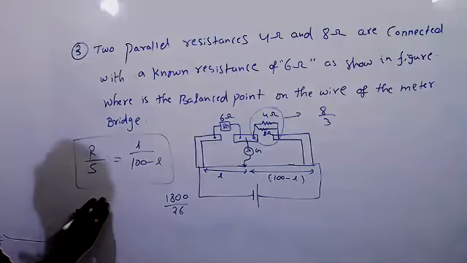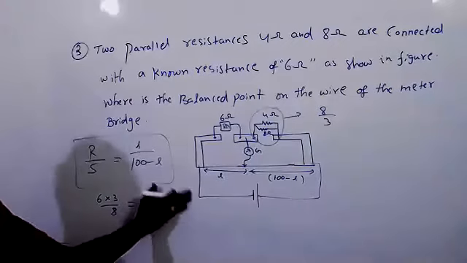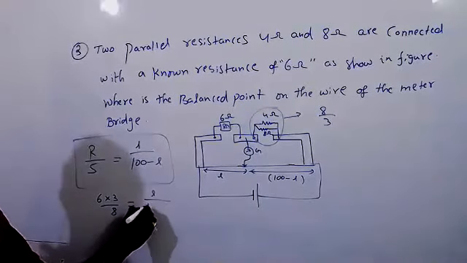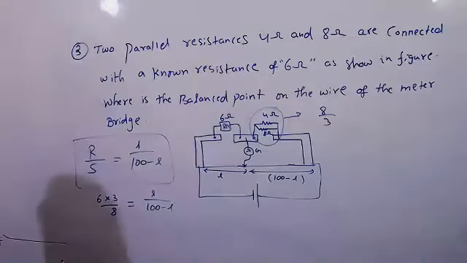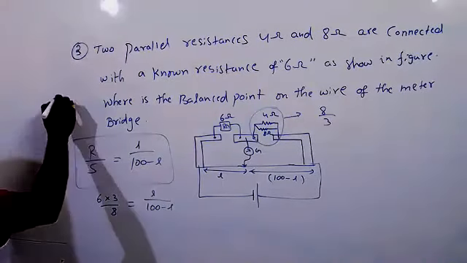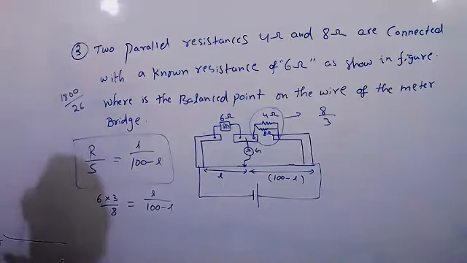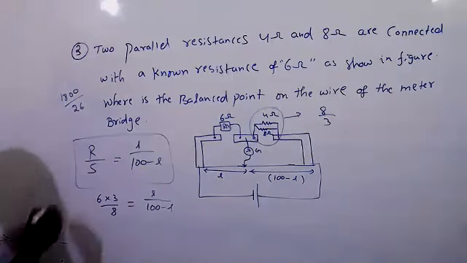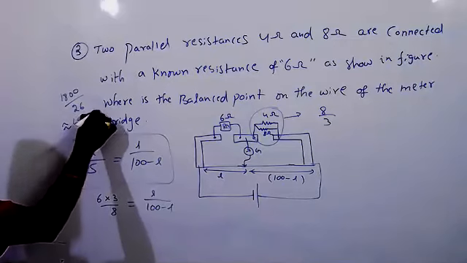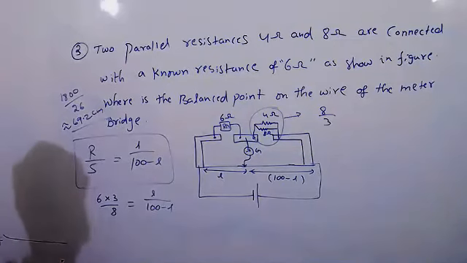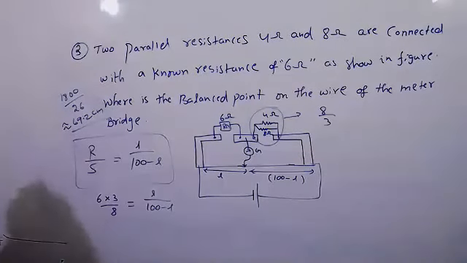That means R is 6. So 6 into 3 by 8 equals L by 100 minus L. Now see, you'll get 1800 by 26, right? That is nearly equal to 69.2 centimeters. So like that. Remember the formula. Mostly when they have given a circuit, you are able to solve.